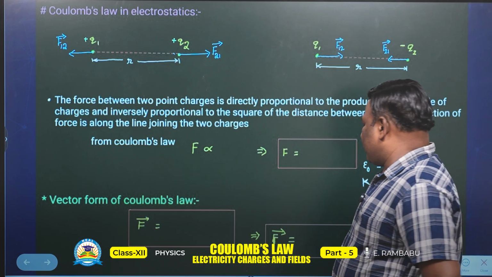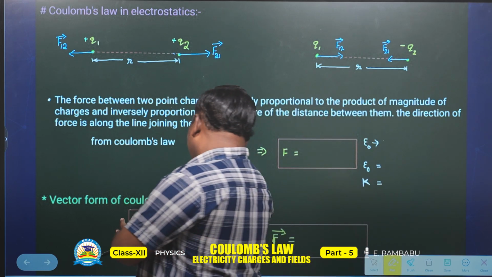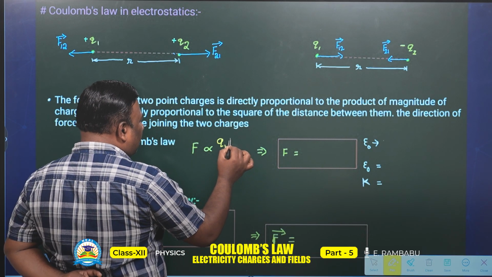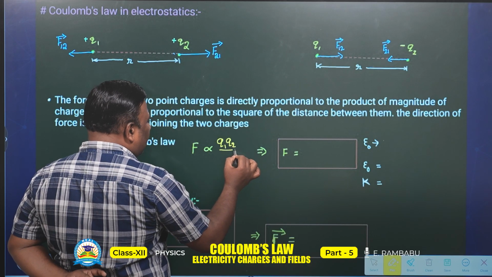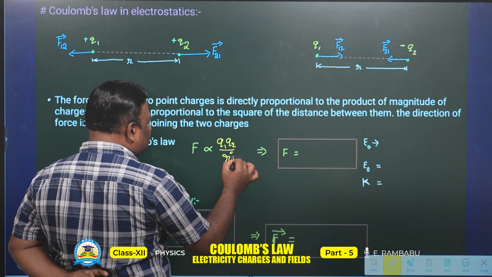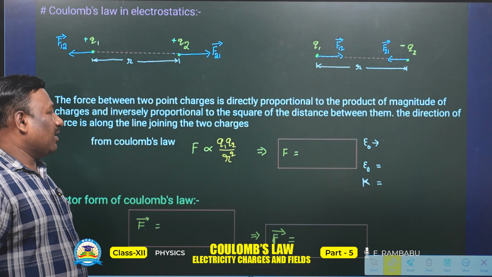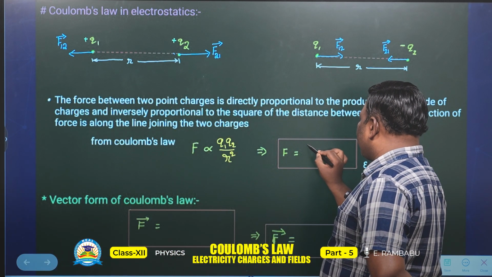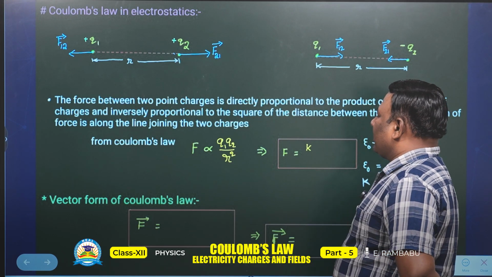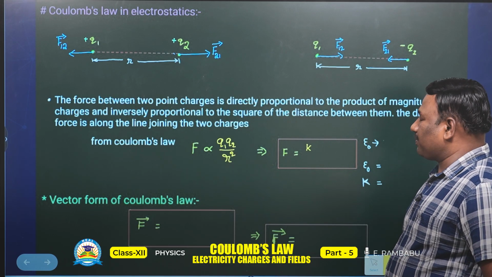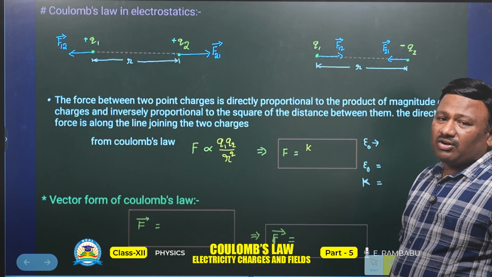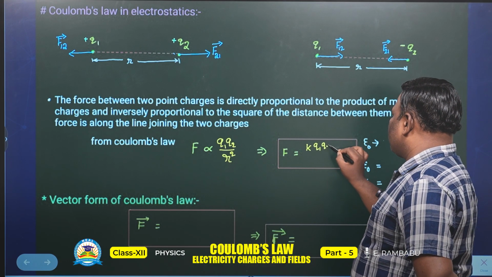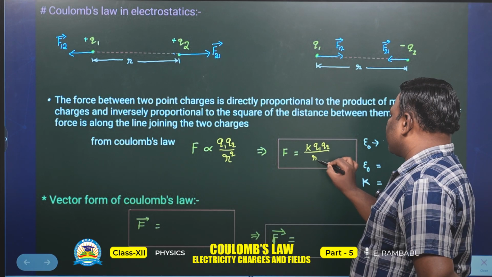See here, we are going to take the expression for Coulomb's law. According to Coulomb's law, force is directly proportional to the product of the magnitudes of the charges and inversely proportional to the square of the distance between the two charges. Now the proportionality can be removed, and we take a constant K. So force equals K into Q1 into Q2 by R square.